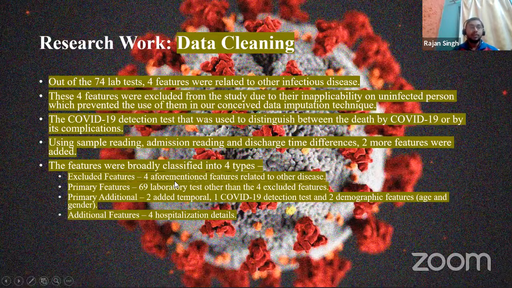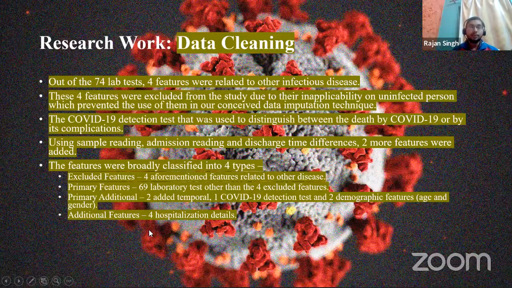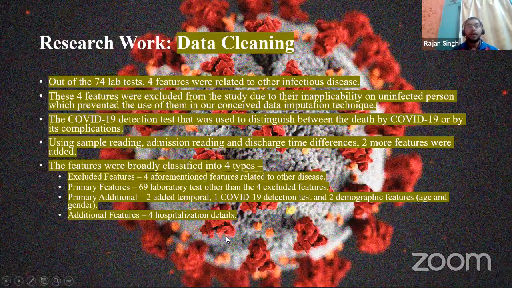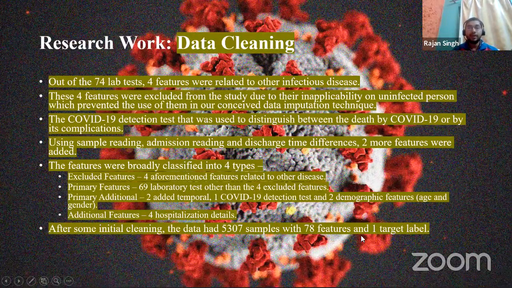First, the excluded features, the four aforementioned infectious diseases. Then the primary features, which were 69 laboratory tests. Then the primary additional features: 2 added temporal, 1 COVID detection test, and 2 demographic, age and gender. While there were 4 additional features related to time. So after some initial cleaning, the data had 5,300 samples with 78 features and 1 target label.